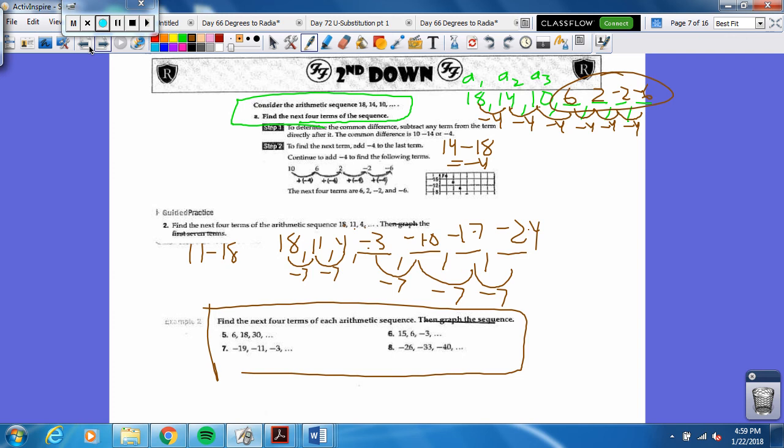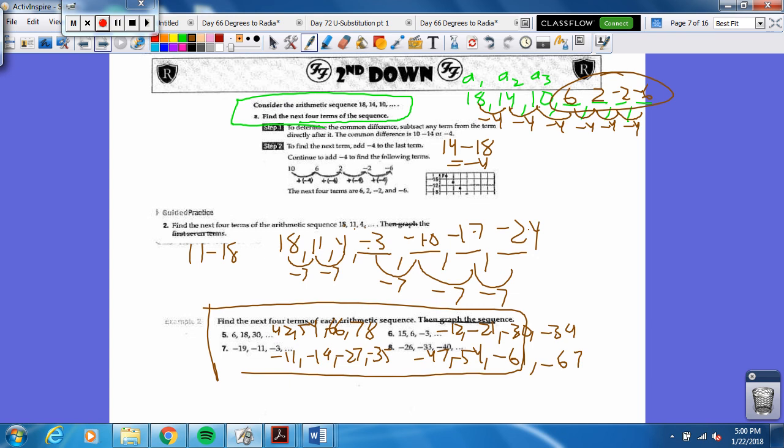So for number 5, the next terms are 42, 54, 66, 78. Next is negative 11 for number 7: negative 11, negative 19, negative 27, negative 35. Hopefully you got that. If not, raise your hand. Next, we got negative 12, negative 21, negative 30, negative 39. Next, negative 47, negative 54, negative 61, and negative 67.